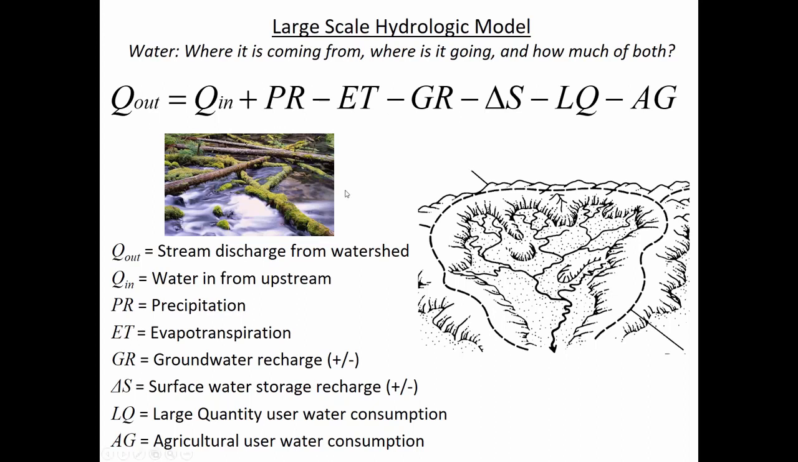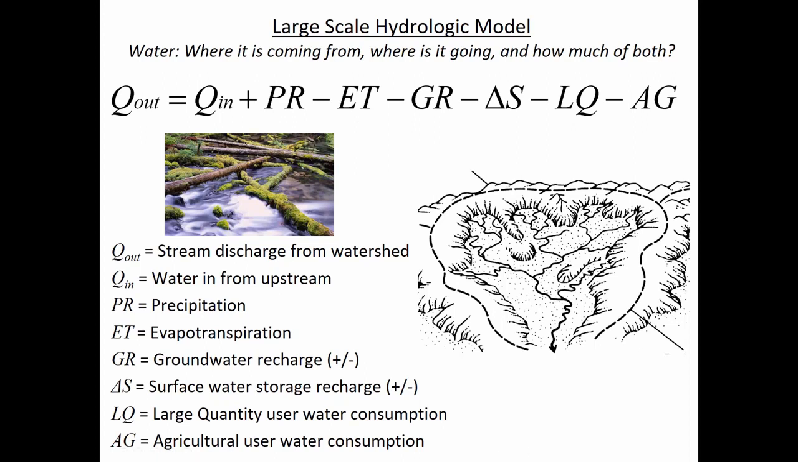So this is the large-scale hydrologic model, and what we're going to try and do is predict the outflow from a watershed by accounting for each of these terms. Some of them, in the short term, like over the course of hours, there's not going to be very much evapotranspiration. The critical events that we're trying to predict would be a storm. You know, how much water is coming out of the watershed during a storm.